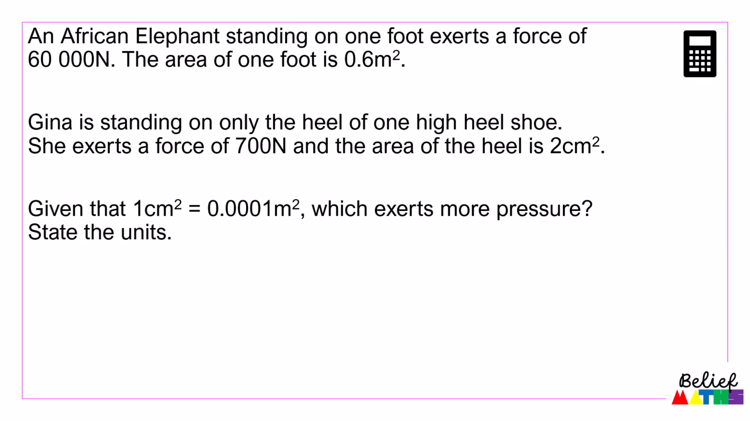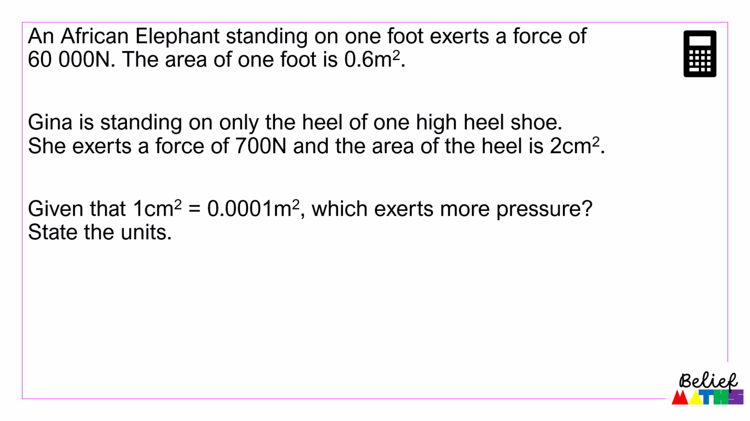So the last question here is a classic when it comes to talking about pressure, and it's which exerts more pressure, an elephant or someone in a stiletto heel. So in this question we're told an African elephant standing on 1 foot exerts a force of 60,000 newtons, and that the area of 1 foot is 0.6 meters squared. It then says Gina is standing on only the heel of 1 high heel shoe. She exerts a force of 700 newtons, and the area of the heel is 2 centimeters squared. Given that 1 centimeter squared is equal to 0.0001 meters squared, which exerts more pressure, and we have to state our units.